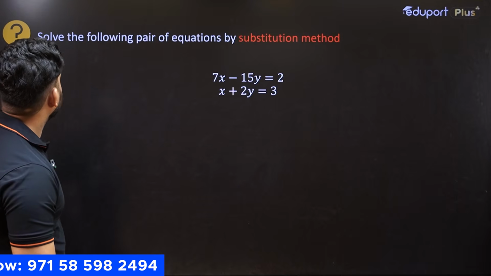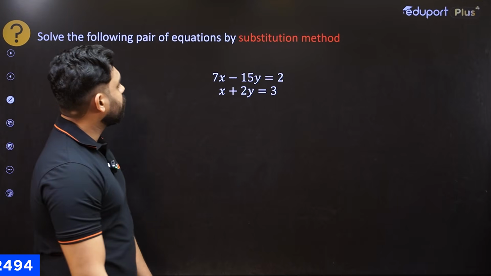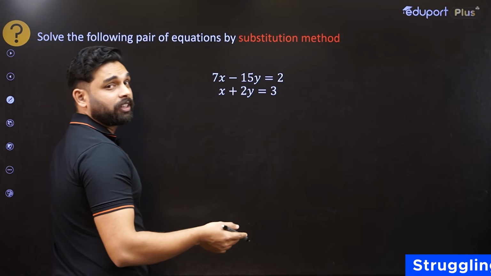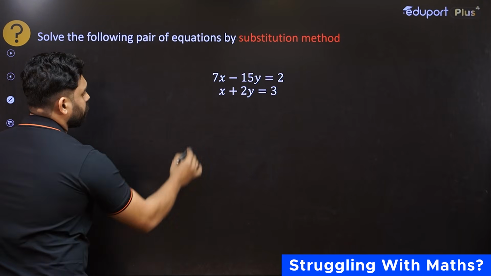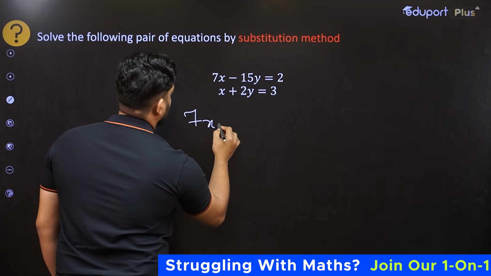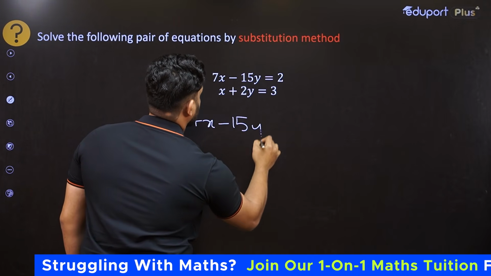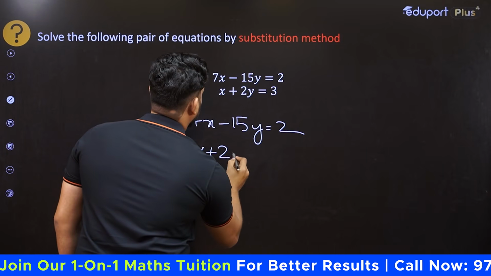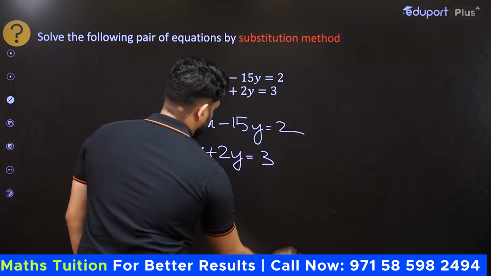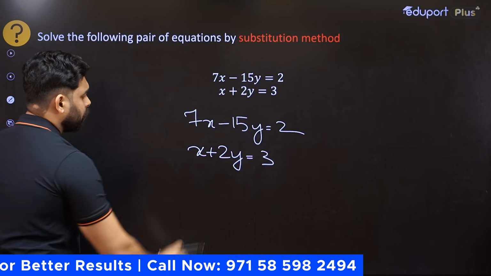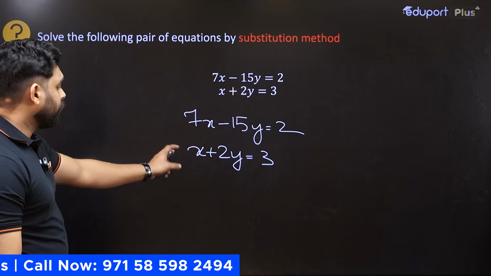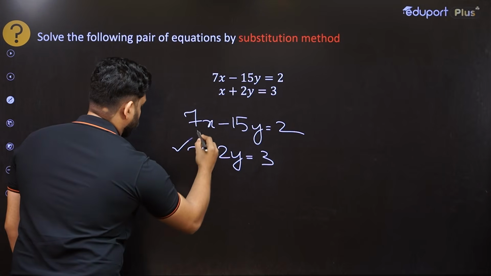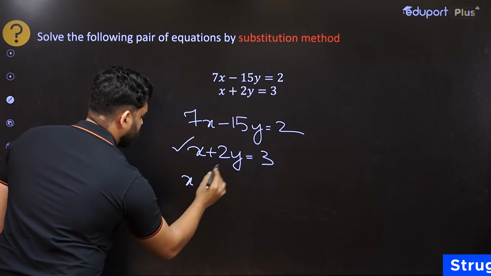Okay. Solve the following pair of equations by substitution method. We will be learning two methods, substitution and elimination. So in the substitution method, first we write the equations 7x minus 15y is equal to 2 and x plus 2y is equal to 3. Just look at the equation which does not have a coefficient for x. Okay, so let's take this equation, x plus 2y is equal to 3.